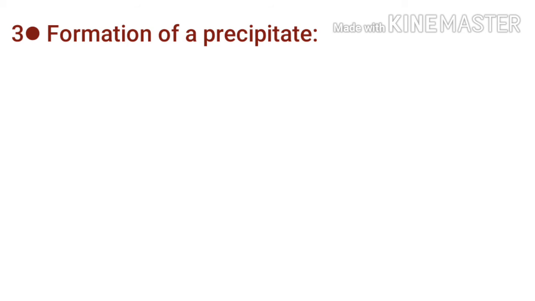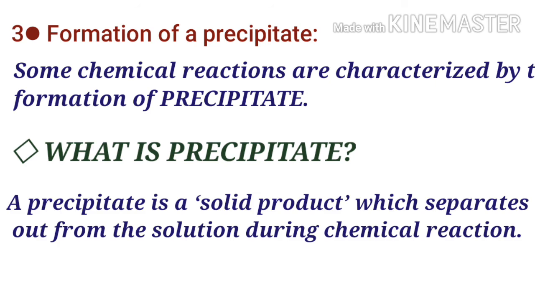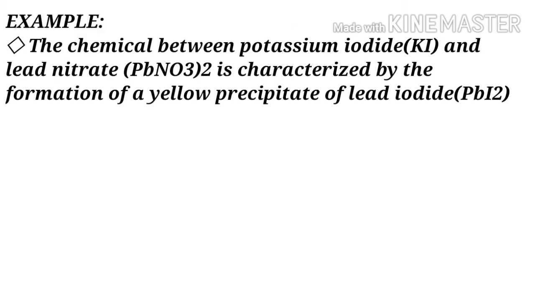Next we will learn the formation of precipitate. Some chemical reactions are also characterized by the formation of a precipitate. Now what is a precipitate? The solid substance or solid product that separates out from a solution during any chemical reaction is called a precipitate. Next we will learn an example of a precipitate.